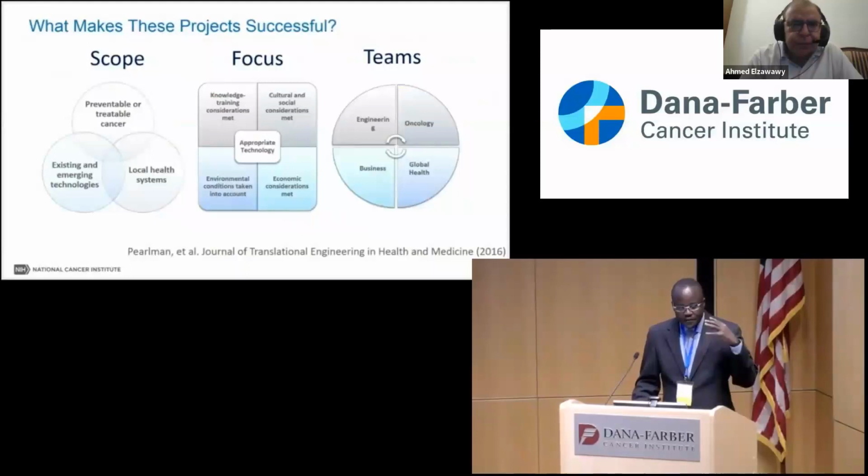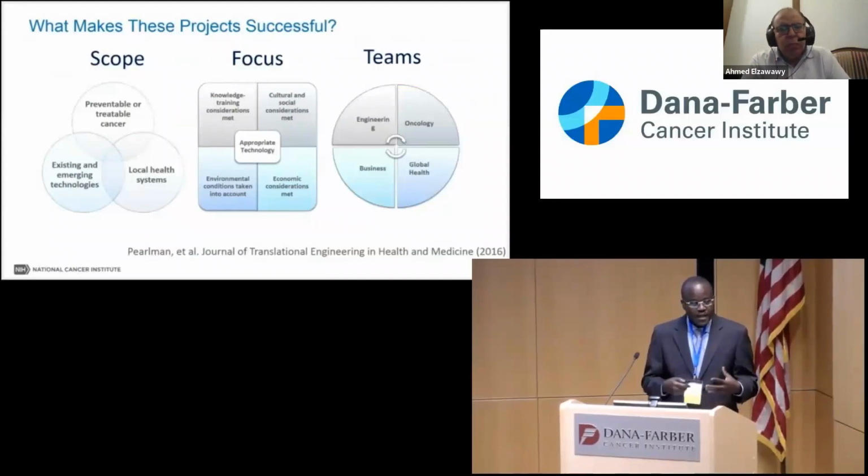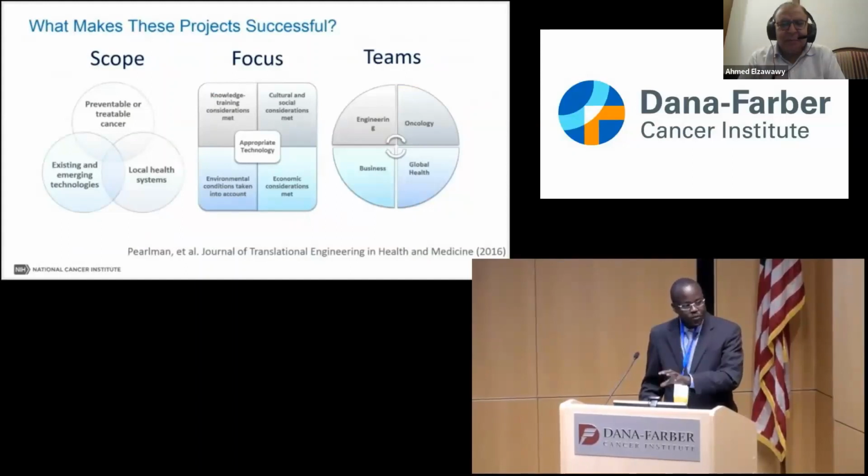What makes this kind of programs work is the idea that once you define a good scope, so first of all, the cancer, there are things to do about it. We know the things that we can do about it. Those cancers are preventable, treatable. You've considered the local settings under which you're working, and you're looking at the existing or emerging technologies and adopting those to be appropriate for the areas under which you work. So considering the economies of these areas, the cultures of these areas, I think is very important.